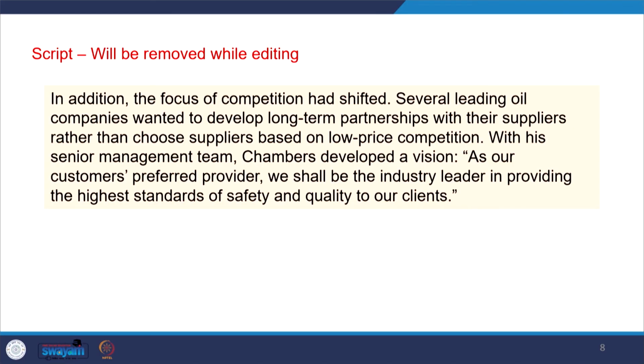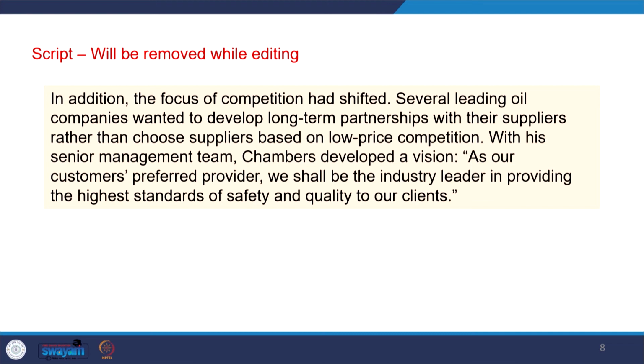But competition in the subsea contracting business had become very intense, and many smaller companies even left that industry. They thought there is no point in staying in the construction business, because it is highly competitive and not much profit is left. In addition, the focus of the competition had shifted. Several leading oil companies also wanted to develop long term partnerships with their suppliers rather than choose suppliers based on low price competition.